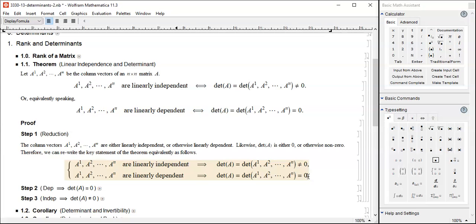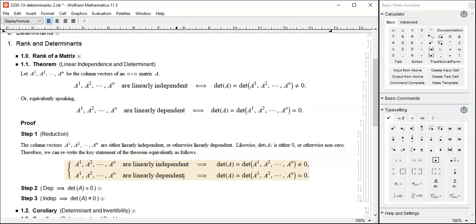In that case, you can reason like this. The column vectors A1 through An are either linearly dependent or independent, not both and nothing else. Likewise, the determinant of A is either zero or non-zero, nothing else, and not both. So because of this dichotomy, once you have an equivalent statement, we can consider the linear independence case, the first case, and the other case, the linearly dependent case, and then use your reasoning. Independent, then the determinant is non-zero, the straightforward direction.